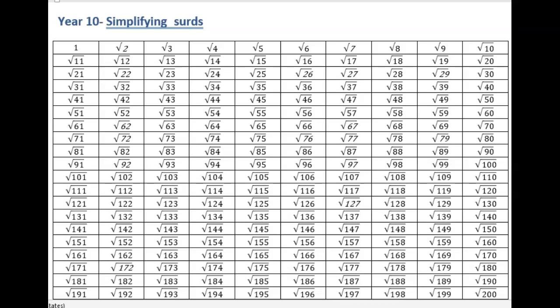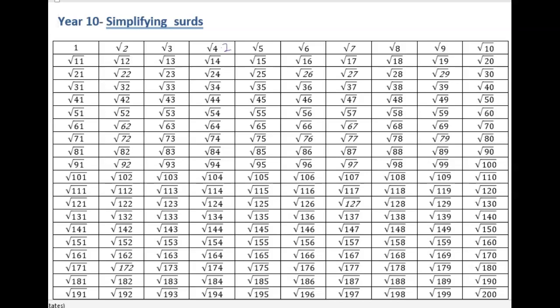All right, so a surd is basically an irrational number, because it's not a whole number. So you can see here we've got 1. That's not a surd, because the square root of 1 is 1. And any number that is a square number, you can take the square root of it and it becomes a whole number. So the square root of 4 is 2.